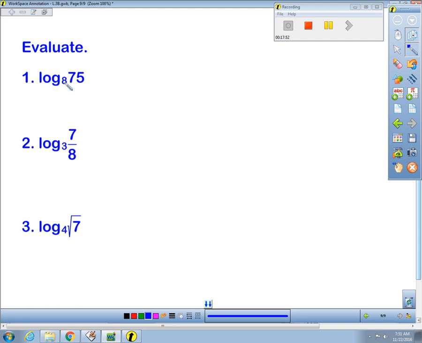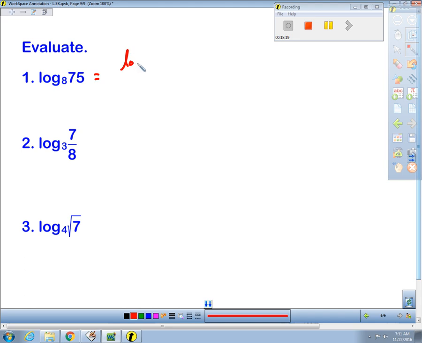This is the log base 8 of 75. 8 to the what power is 75? Well, 8 squared is 64. 8 cubed is 512, so it's somewhere between 2 and 3, probably closer to 2. But what if we want a better approximation than just saying it's between 2 and 3 and closer to 2? Use the change of base formula.